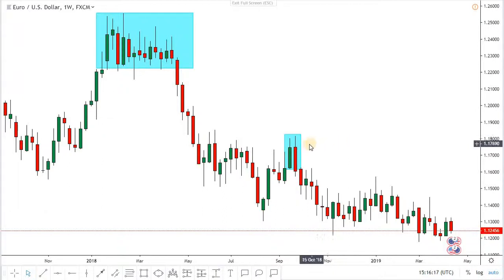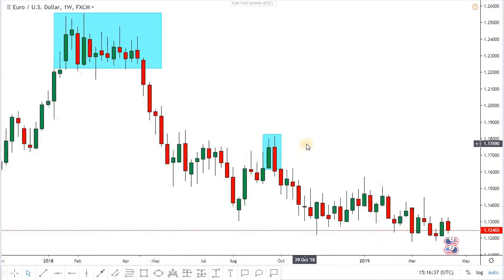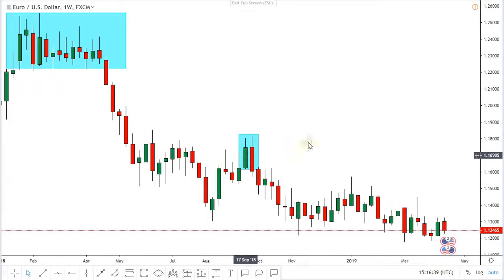Well, the engulfing candlestick formation consists of two candlesticks, and usually the second candlestick engulfs the first candlestick, so it has to be bigger, and sometimes it has to pass at least the second half of the first candlestick. As you can see, this one is very big and it's already bigger than the green.